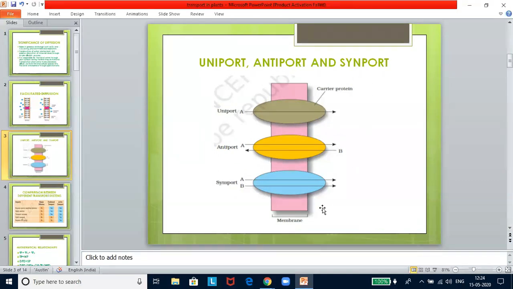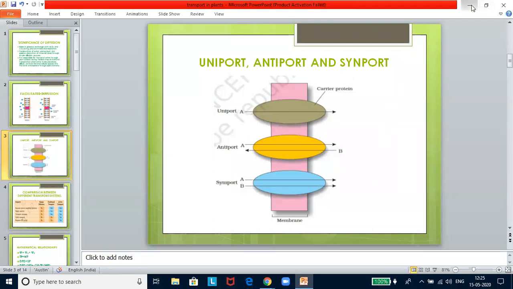So here, this diagram might be given to you and they might ask you to identify A, B, C. It need not be in the same order, but please understand if it is in the same direction, it is to be identified as symport. If it is in the opposite direction, it is antiport. And if there is only one molecule, because it does not depend upon the presence of the other molecule for transport, then it is uniport.